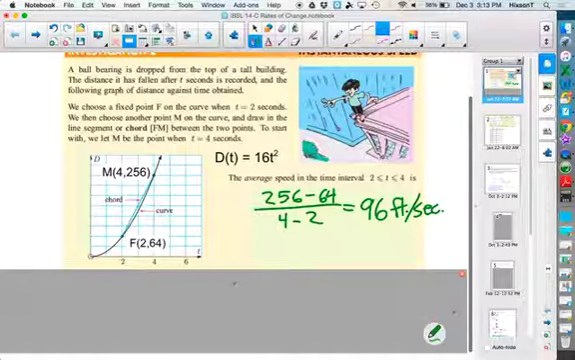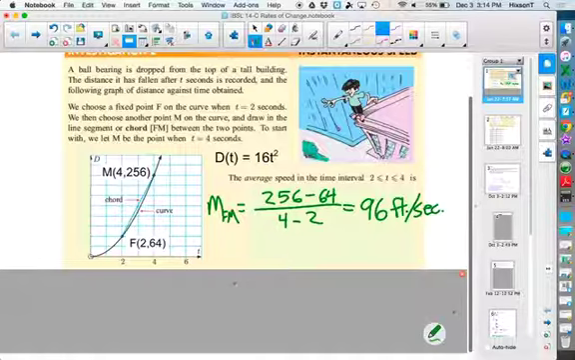Now, think about this in terms of a function. What did we actually find? Slope. Okay, stay with me here. We just found the slope of this segment FM. That is going to give us, listen, that's going to give us an average speed.